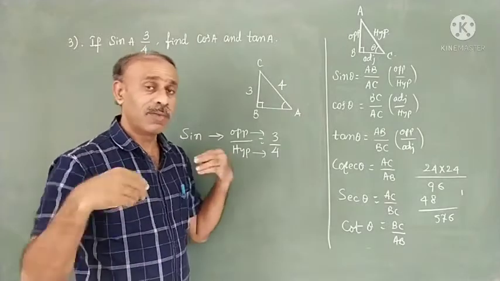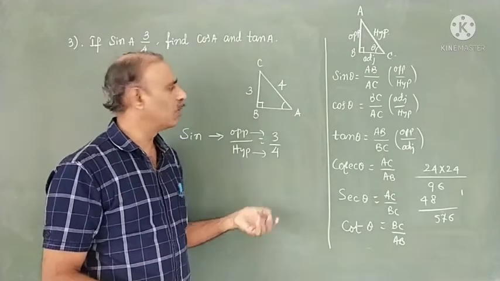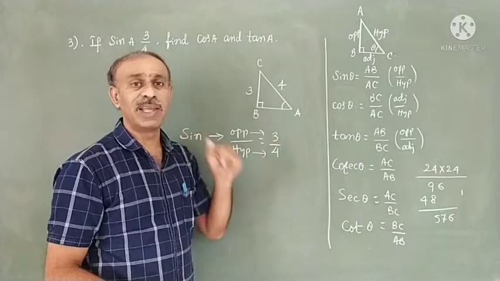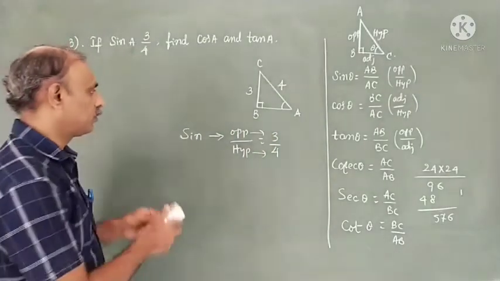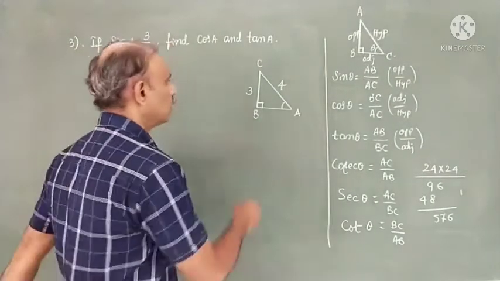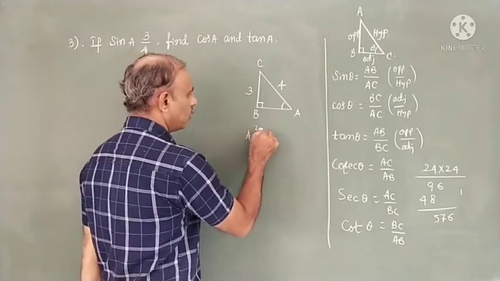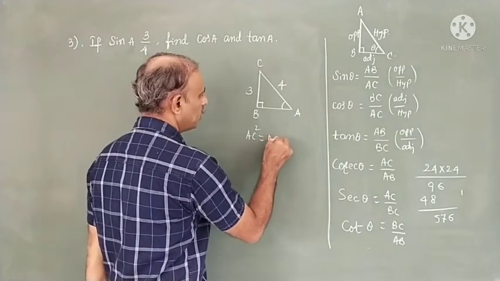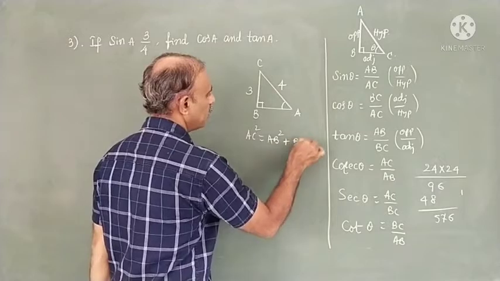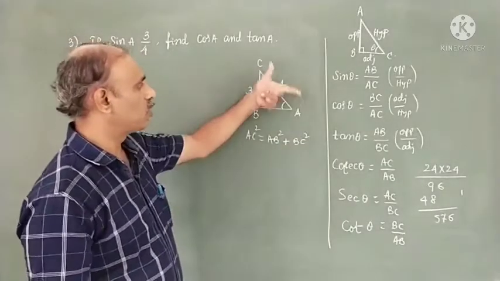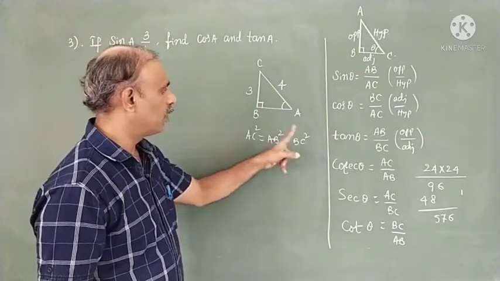So then, what is the next step? You already know that we need to find the remaining side. AC square is equal to AB square plus BC square, which means hypotenuse square is equal to the sum of the squares of the other two sides.